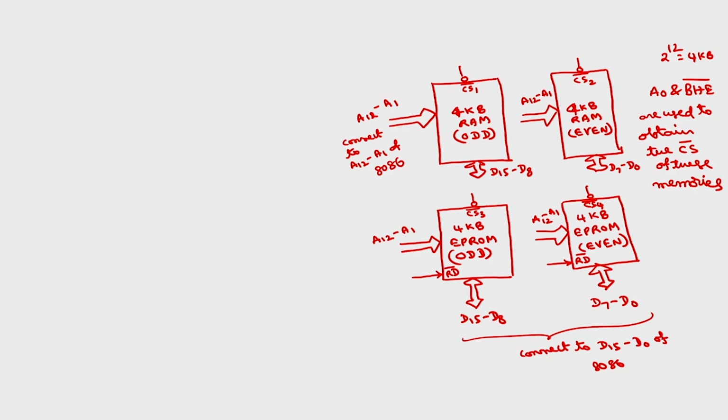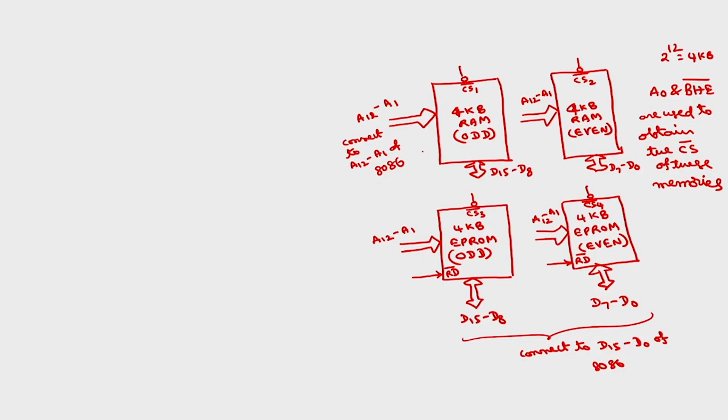While discussing the pin diagram, we discussed that 8086 will be having the read bar signal. Whereas in case of RAM, we will be having both signals, read bar as well as write bar. You connect to the corresponding read bar and write bar of 8086. So, these are the different signals.